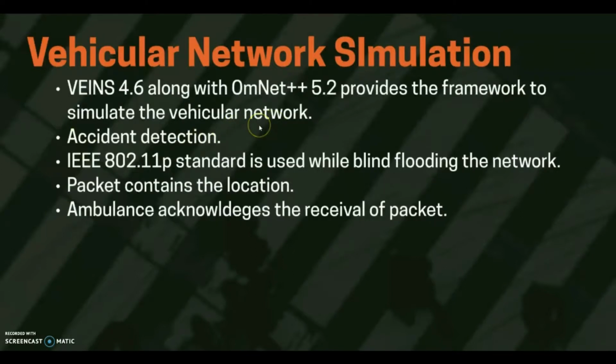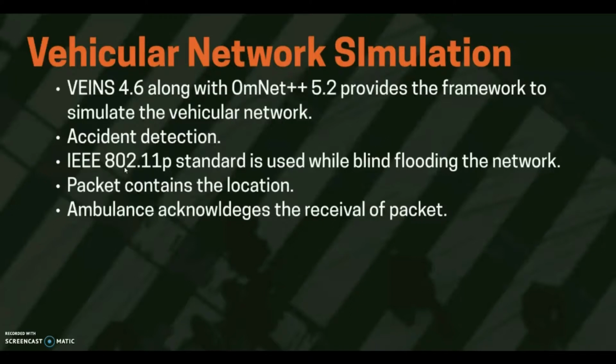The network that is implemented monitors for the occurrence of an accident, and in the event of an accident, it sends a WAVE short message, abbreviated as WSM, which is the packet that contains the location of the car. This packet would be blindly flooded through the network. The reason for blind flooding is the fact that since this is a safety critical application, we need to be sure that the packet reaches its destination at the earliest and not worry much about the network congestion caused by flooding.